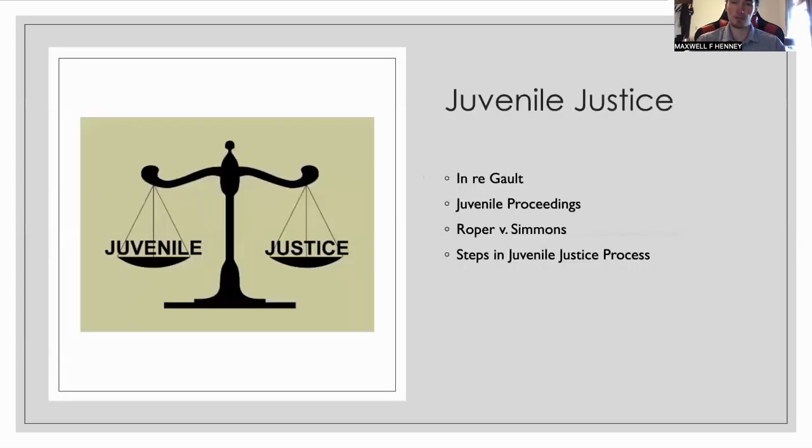The second area I will be discussing is juvenile justice. This involves In re Gault, juvenile proceedings, Roper v. Simmons, and steps in the juvenile justice process.